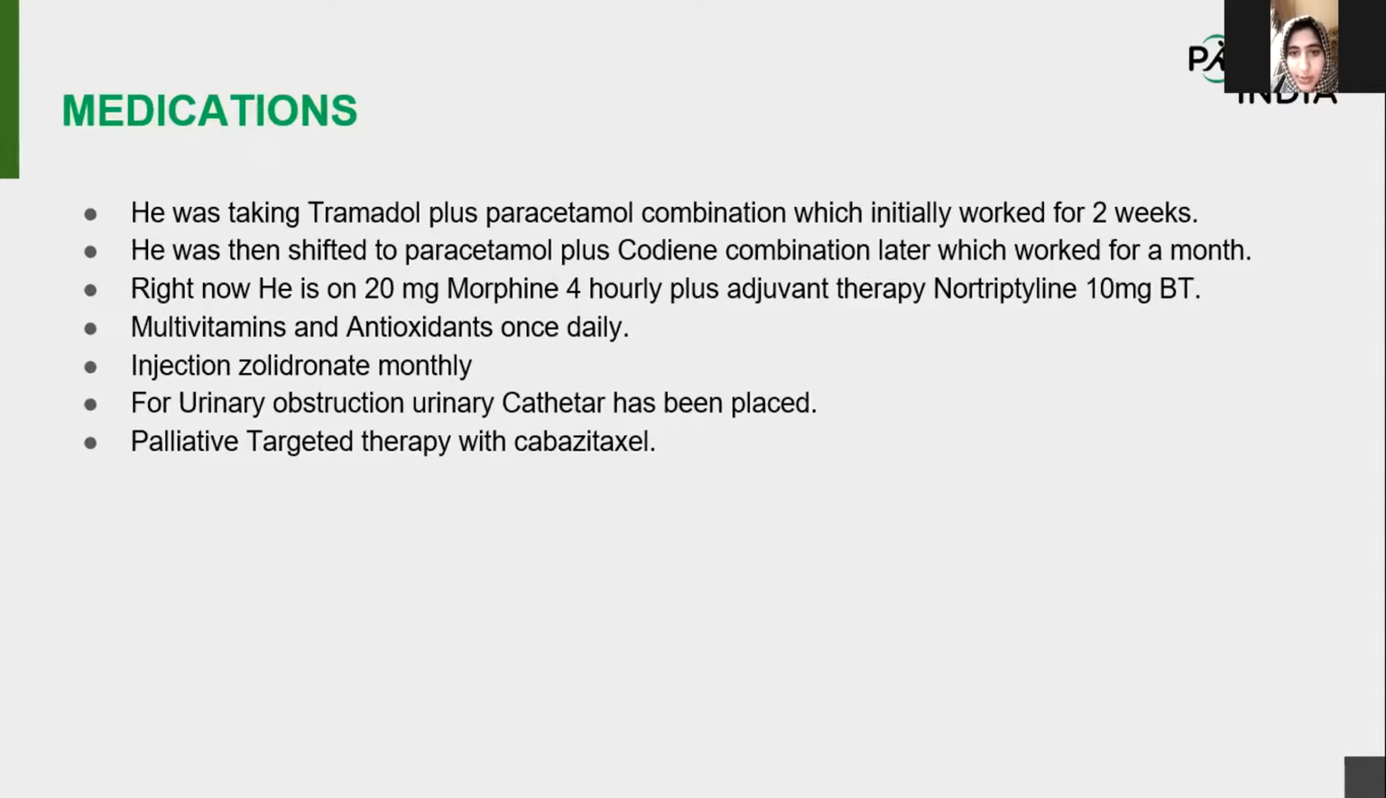Medication, he was taking tramadol plus paracetamol combination initially, which worked for 2 weeks. But then he was shifted to paracetamol plus codeine combination later, which worked for a month. But now he presented again with the pain and he was given 20 mg morphine 4 hourly plus adjuvant therapy, nortriptyline 10 mg at bedtime because he was having insomnia. He was also given multivitamins and antioxidant once daily. Injections zoledronate monthly. For urinary obstruction, urinary catheter was placed and palliative targeted therapy with cabazitaxel.